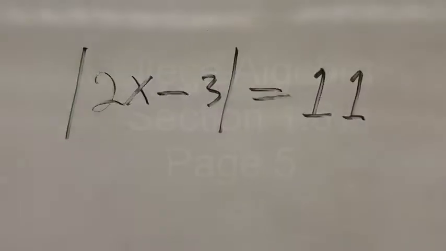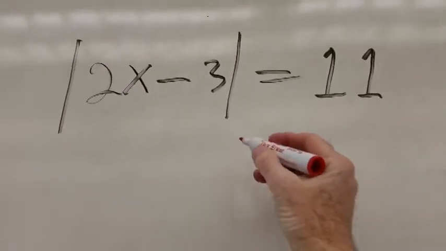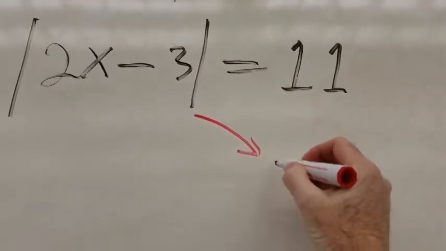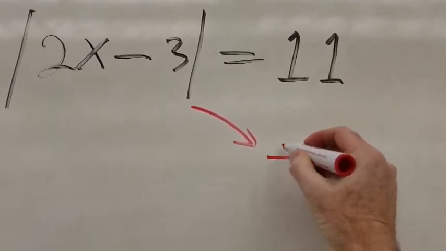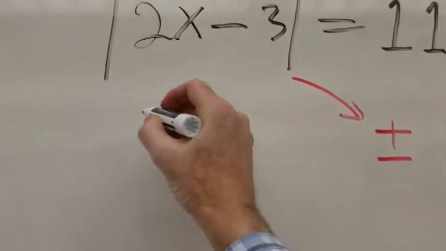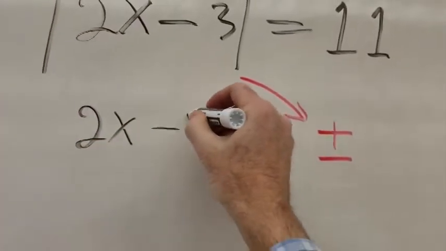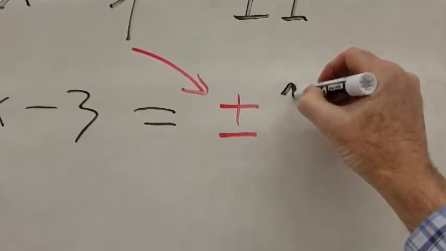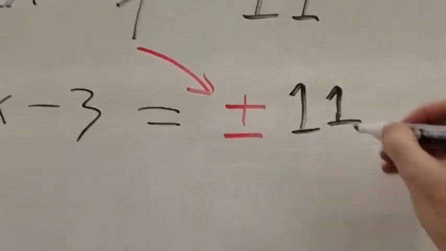To solve an absolute value equation, you want to use this formula where you take the absolute value, make it go away, and you put a plus or minus. So let's make the absolute value go away, and I've put a plus or minus. That's what you do first.